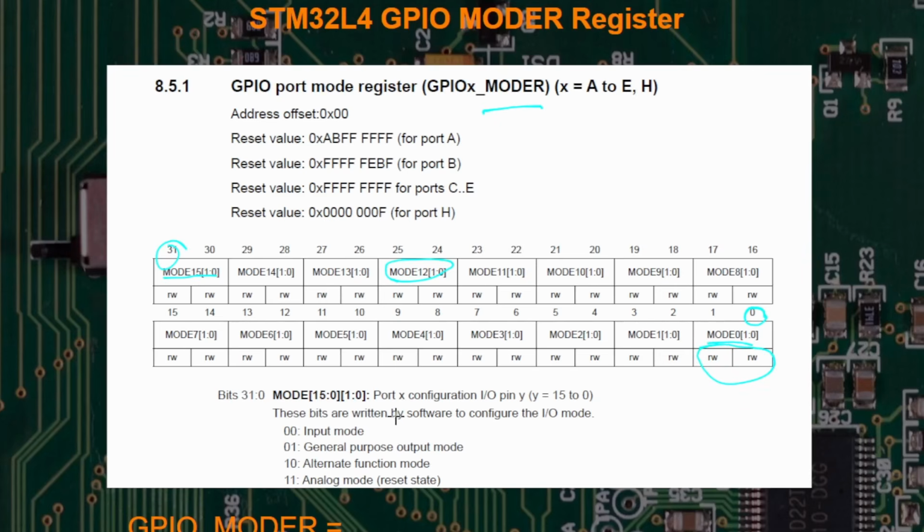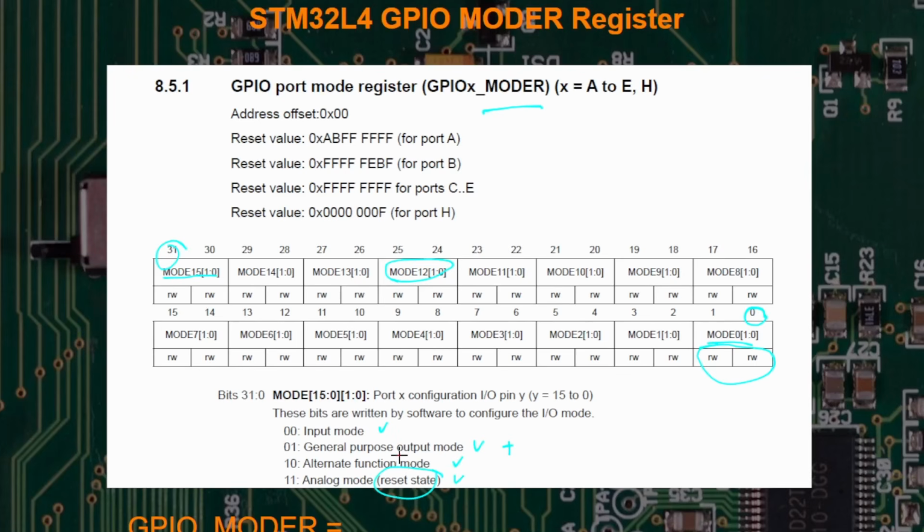So let's take a look at what modes are there. We have input mode. We have general purpose output mode. That is the one we'll actually be using. We have alternate function mode. Alright, and we have analog mode, which happens to be the reset state. We'll talk about reset state pretty soon.